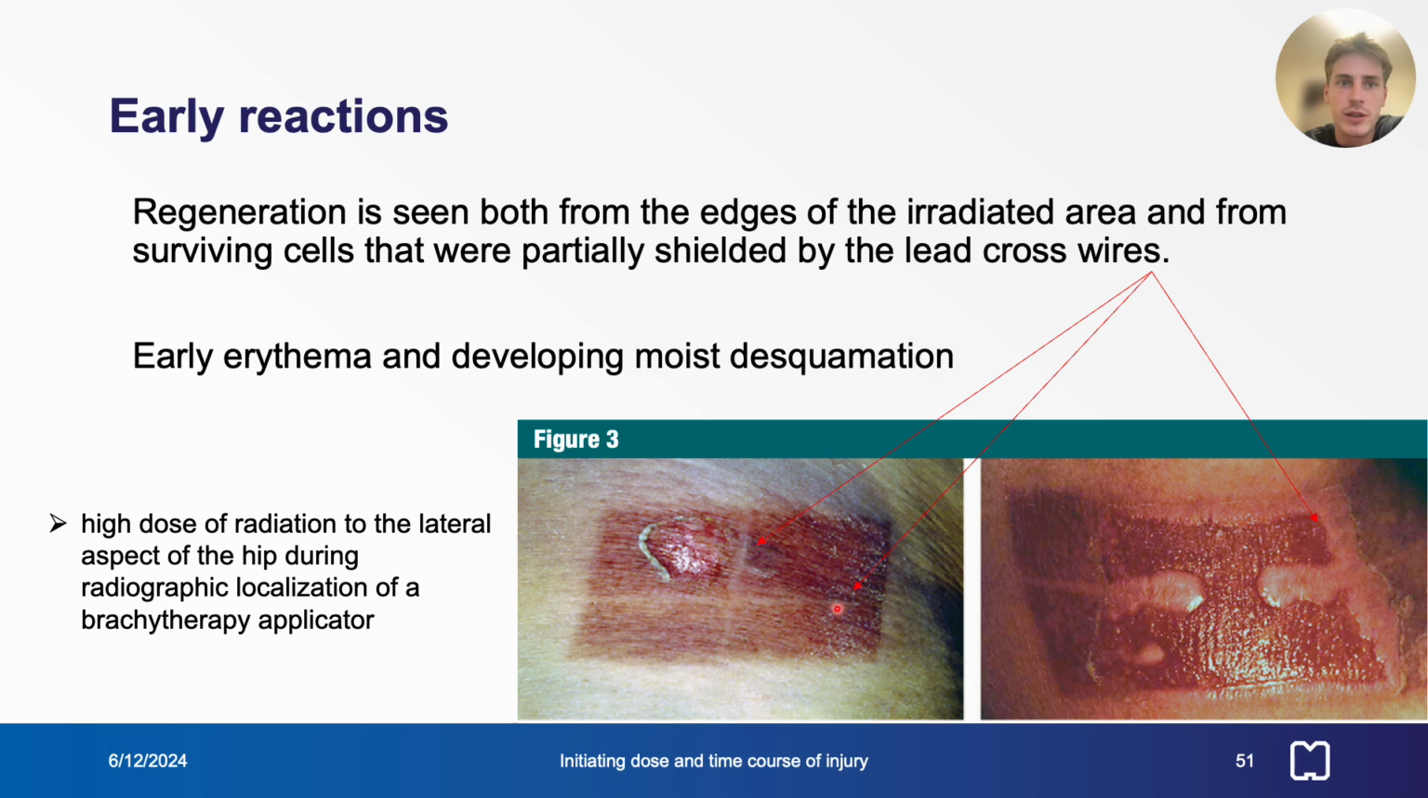Now, you can see in this image that was taken prior to this one that regeneration happens both on the edges of the irradiated area and from surviving cells that were partially shielded by the lead cross wires. This here is early erythema and developing moist desquamation. And this patient had received a high dose of radiation to the lateral aspect of the hip during radiographic localization of a brachytherapy applicator.